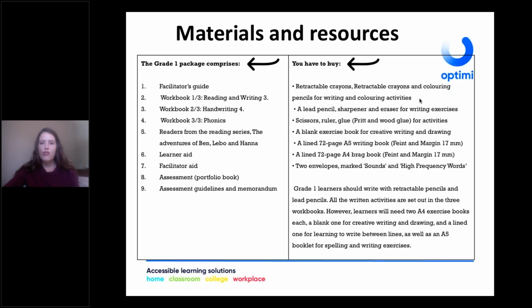Then let's go to what you have to buy. Here's a comprehensive list of exactly what the child will need. And at the bottom, there is a small description of what the learner will use these resources for. So when setting up your stationery list for the year, it's also always good to just refer back to these lists in your facilitator's guide to see exactly what you will need.